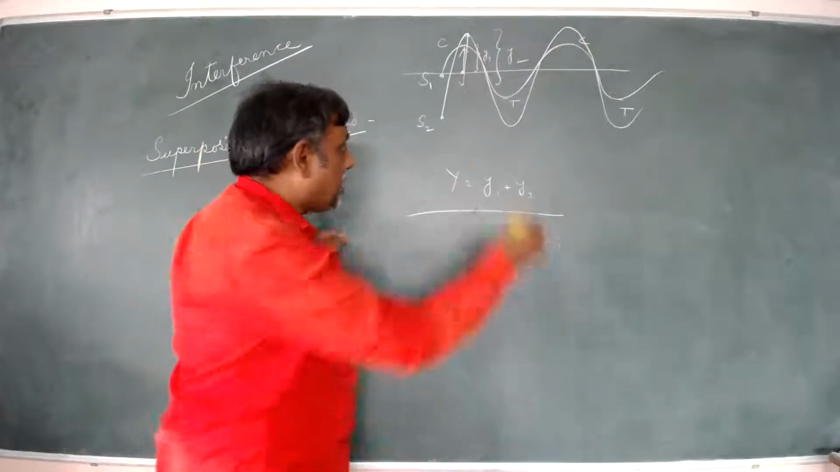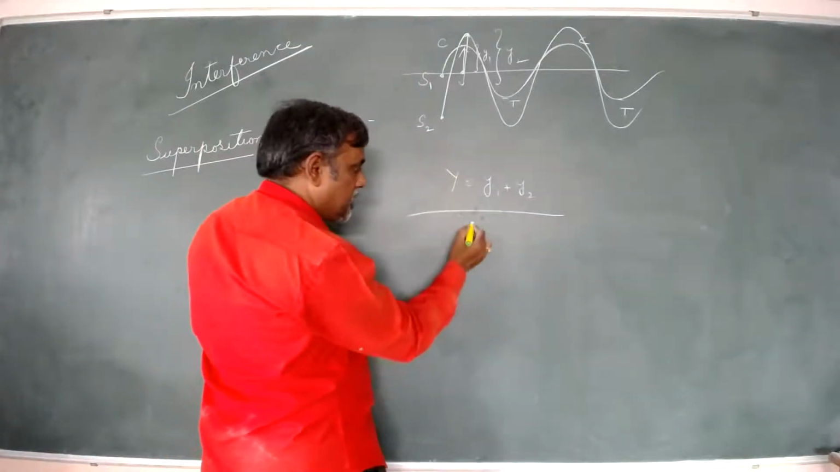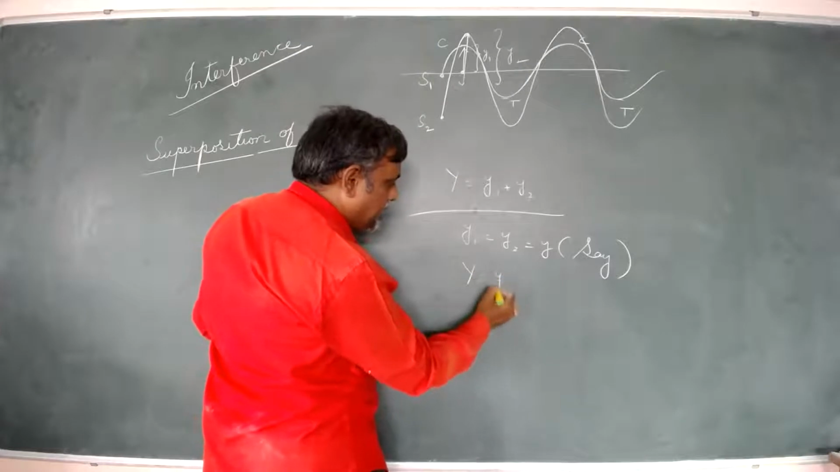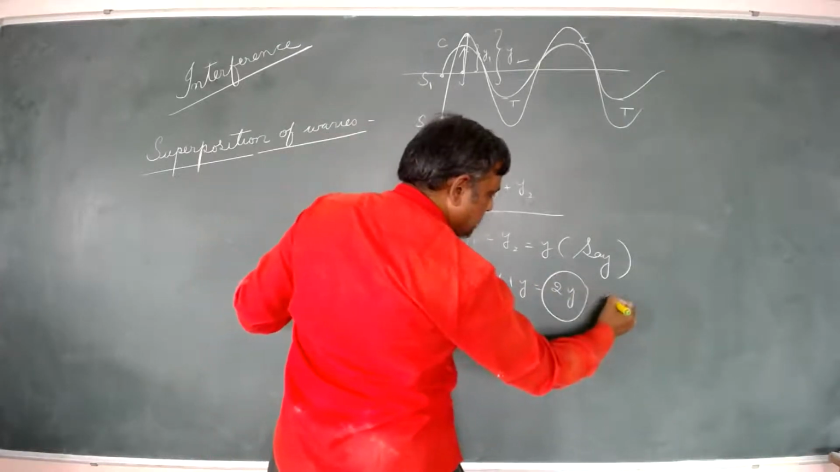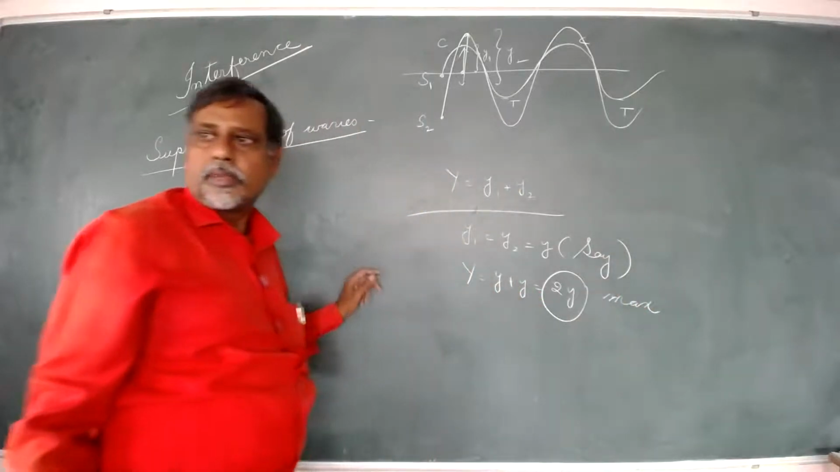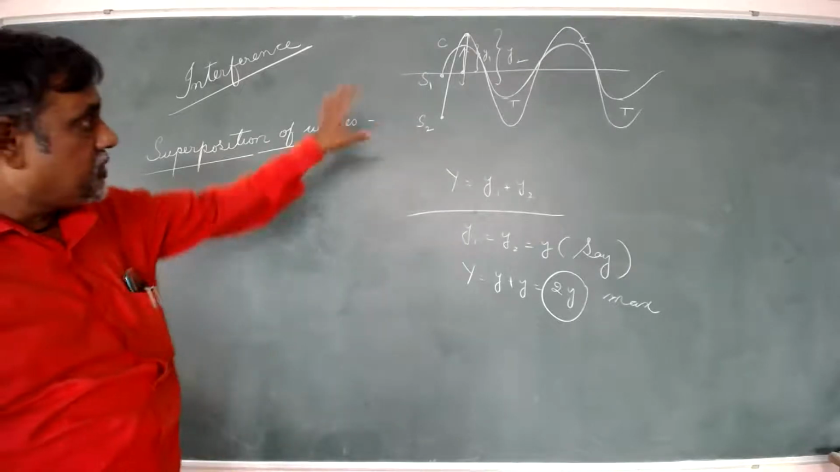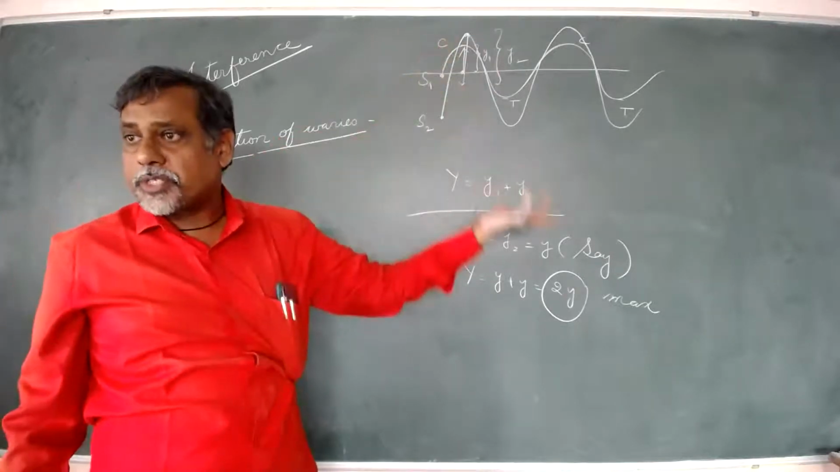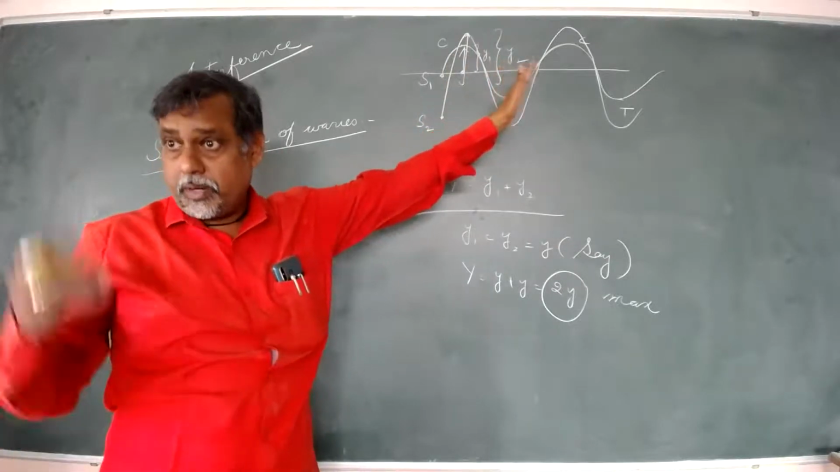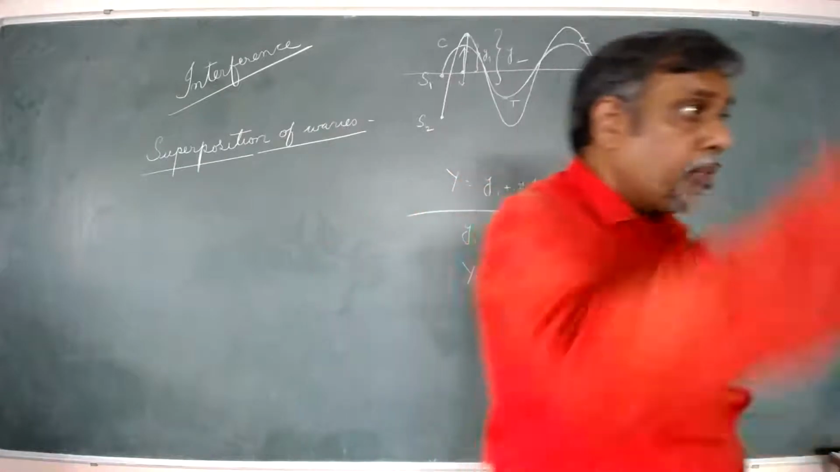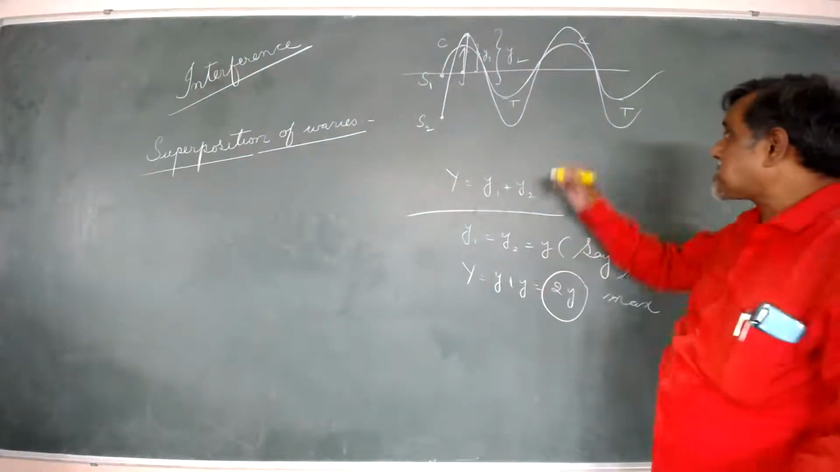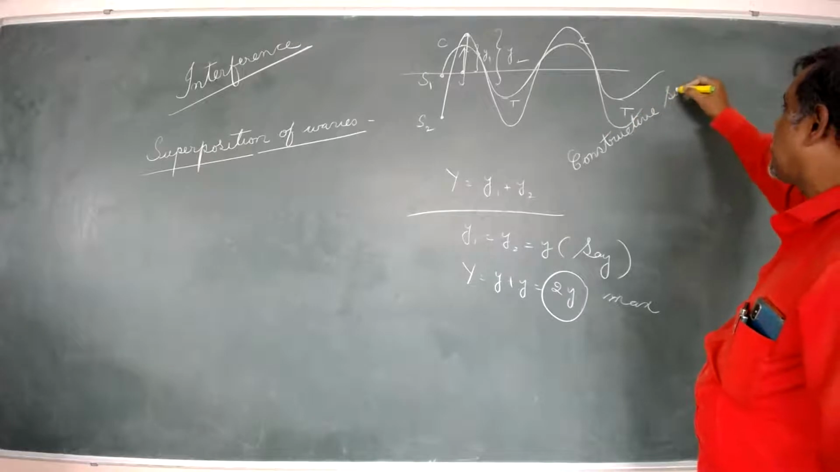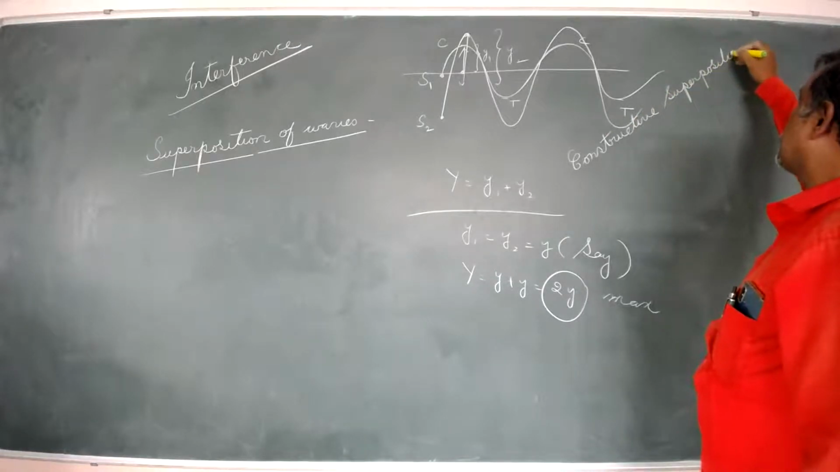If these two have the same displacements, that means Y1 is equal to Y2, say Y, then the resultant displacement is equal to Y plus Y, that is 2Y. Maximum displacement. In this type of superposition of waves, ultimately the maximum displacement is obtained. Whenever the maximum displacement is observed, if you put any screen over there, a bright band will be seen. Illumination increases. That is called constructive superposition.